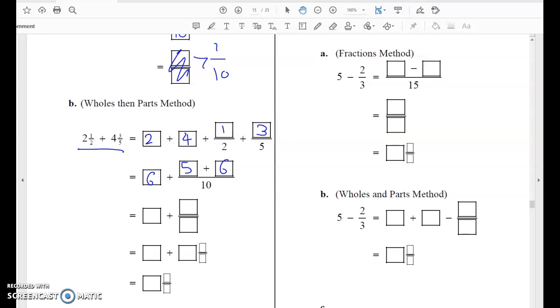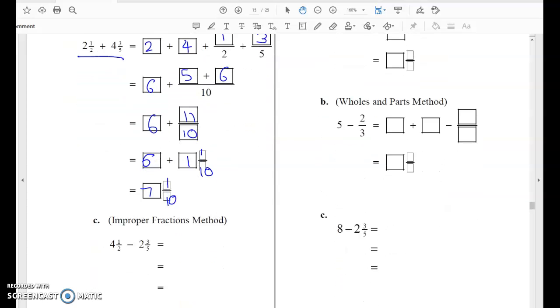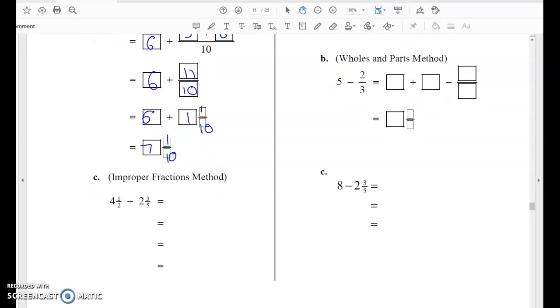So I've now got 6 plus 11 out of 10, which is the same thing as 6 plus 1 and 1/10, which we can now combine to get 7 and 1/10, which is the same answer as we had before, just with a different method. So whichever one you're more comfortable with, you can adopt. Let's look at a subtraction question now.